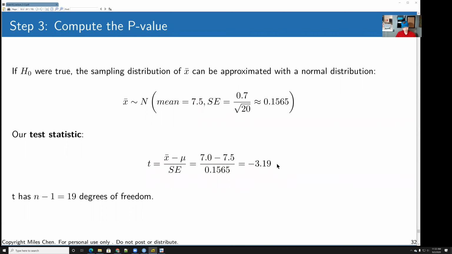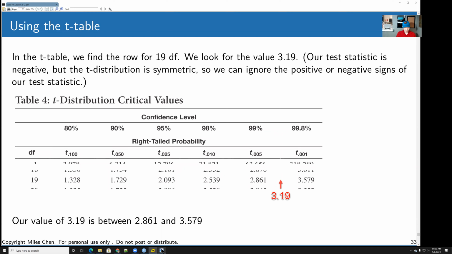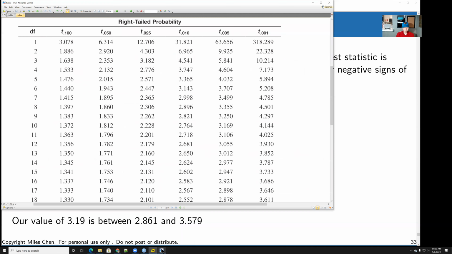What I'm going to do is look this up in the t-table, and I'm going to use 19 degrees of freedom because I have n minus 1 degrees of freedom. I have a sample size of 20, and 20 minus 1 is 19 degrees of freedom. So I'm going to go to the t-table, look at 19 degrees of freedom, and try to find this value, negative 3.19. Using the t-table is very different from using the normal table, so this is going to take a little bit of getting used to.